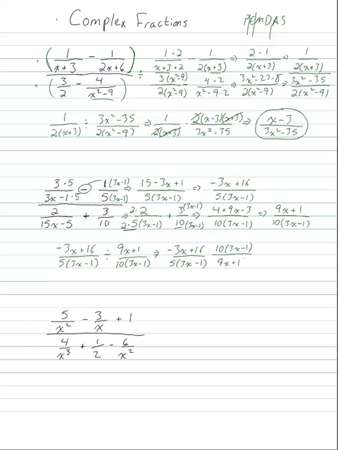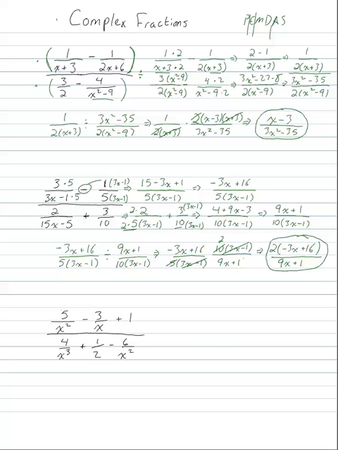So let's see if I can simplify. 3x minus 1 and 3x minus 1 will cancel out. 5 and 10 doesn't cancel out, but 5 goes into itself one time and 10 two times. So I'm going to end up with 2 times negative 3x plus 16 over 9x plus 1. If you decide to distribute, you can, or you can just leave it like that. Okay, so again, we already know how to do these operations, so it's just coming down to simplifying it.